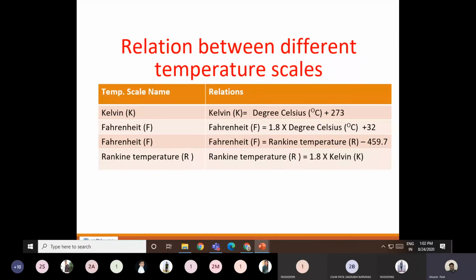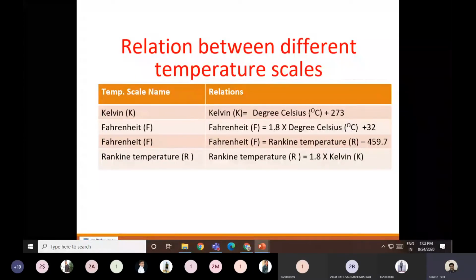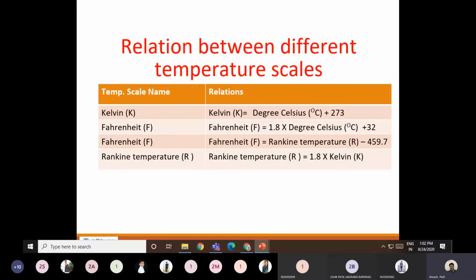So first temperature scale is the Kelvin. Here the temperature is measured in Kelvin, capital K, and this Kelvin scale is related with the degree Celsius scale according to this equation. So Kelvin scale is equal to reading of temperature in degree Celsius plus 273. So the thermometer, centigrade scale thermometer will measure the temperature. If we add 273 in that temperature reading in centigrade, it gets converted into the Kelvin reading.